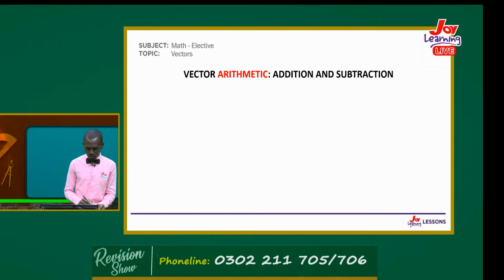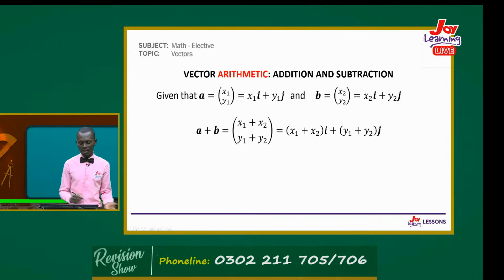All right, so let's do vector arithmetic. In adding or subtracting vectors, all you simply do is use the components. If you have vector A and vector B, given as x1, y1 and x2, y2, and you are adding, you simply add the components: x1 plus x2, and then y1 plus y2. In Cartesian form, you just pick out the i's and add them, and add the j's. That would be it.